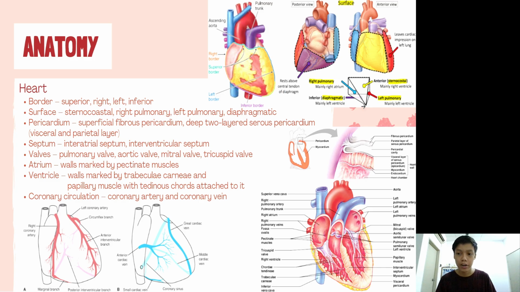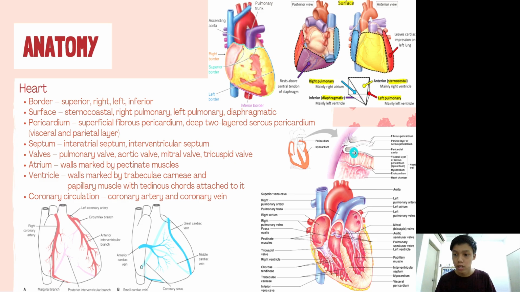Next, we will be looking at the pericardium. Now here we can see the structure of the pericardium. It is a double wall sac composed of the superficial fibrous pericardium, and deeper there's a two-layer serous pericardium. So the outermost layer is the fibrous layer, and inside we have another two layers, which are the visceral layer and the parietal layer.